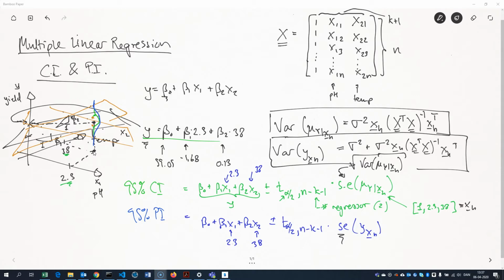values. Also, we would like to know what is the prediction interval for a new response, for a single new response at these values of pH and temperature. That corresponds to the blue curve here. And the formulas we need to apply are here enclosed in these squares here. And let's do it in Excel.